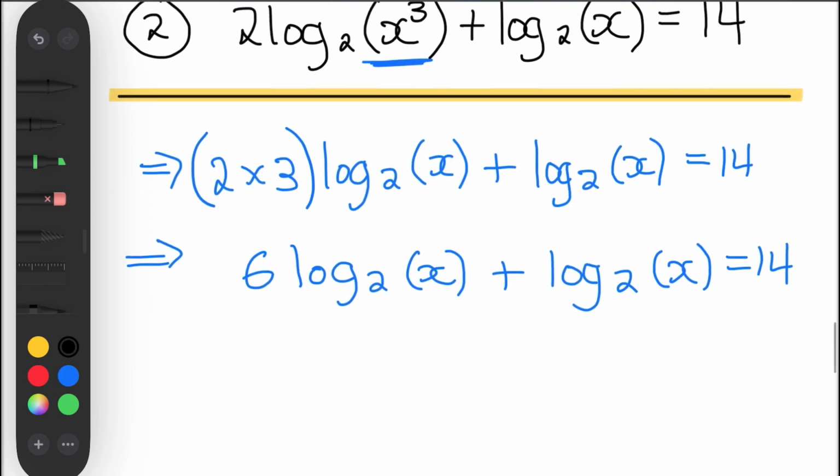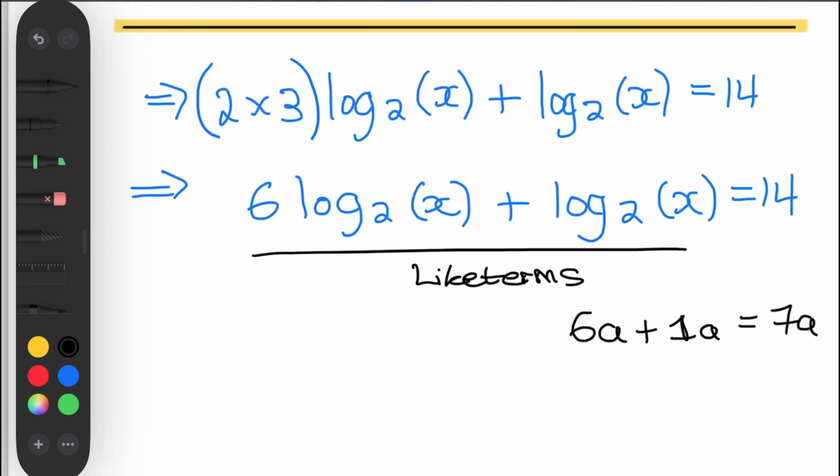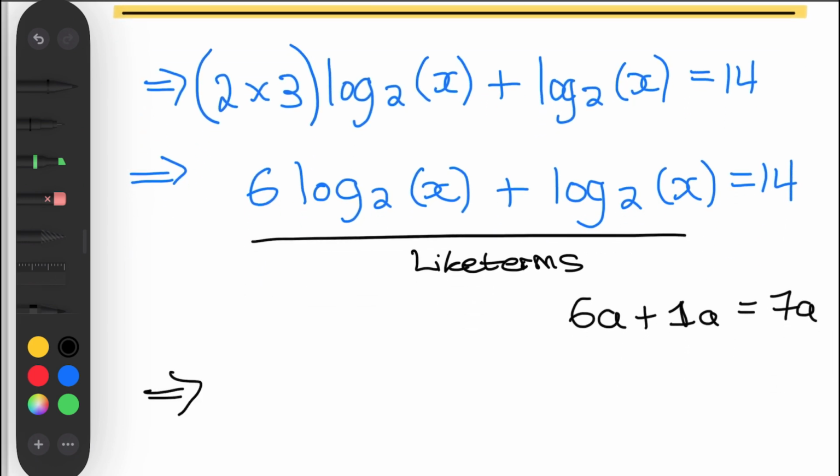And notice over here that we simply have what we call like terms, right? So in this case, if I have 6 apples plus 1 apple, I'm simply going to get 7 apples, right? So in this case, I have 6 logarithms to the base of 2 of x plus 1 logarithm to the base of 2 of x. It's simply going to give me 7 logarithms to the base of 2 of x is equal to 14.